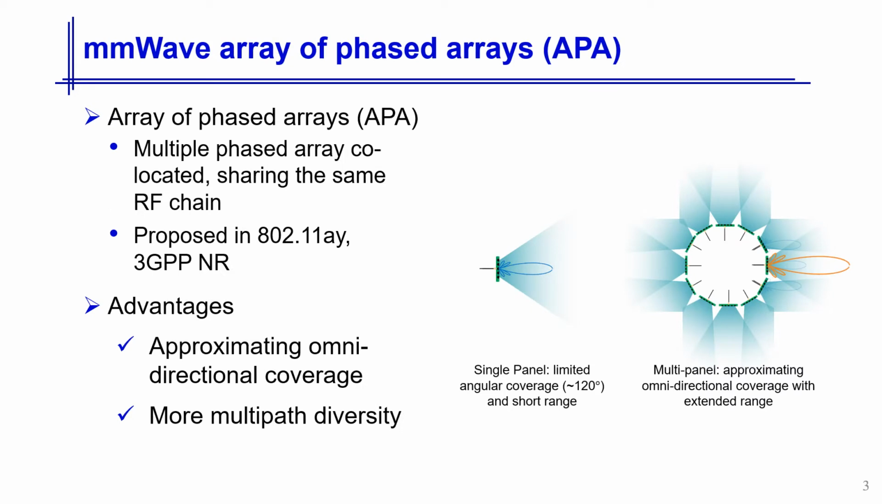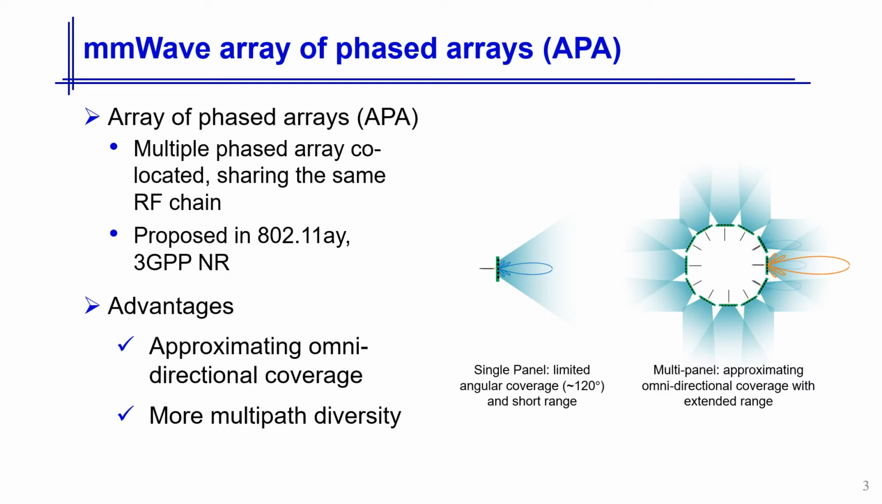To overcome the field of view limitation without introducing extra beam management overhead, an array of phased array structure, also called APA, has been proposed and adopted by 802.11ay and upcoming 3GPP NR. In an APA millimeter wave radio, multiple phased arrays are co-located, sharing the same RF chain, but facing different angles, to jointly cover 360 degrees in azimuth or elevation.